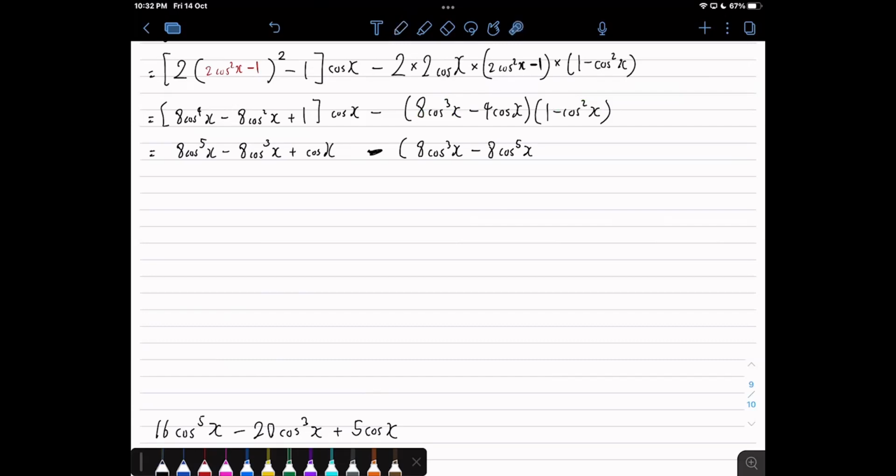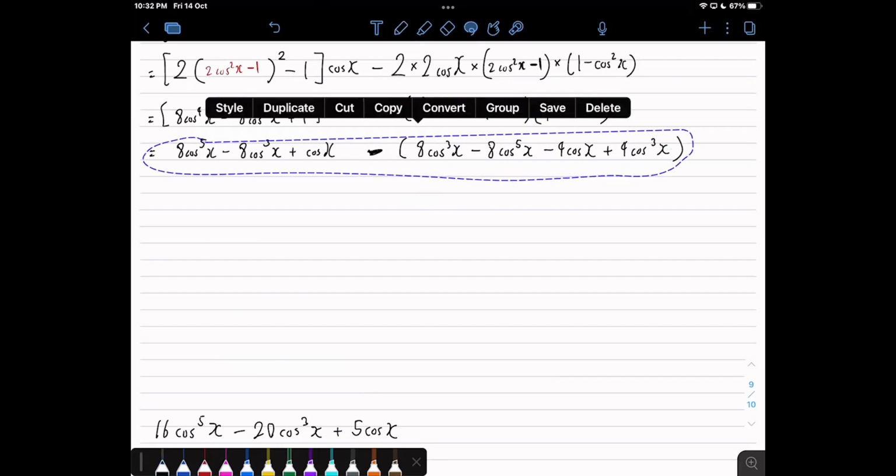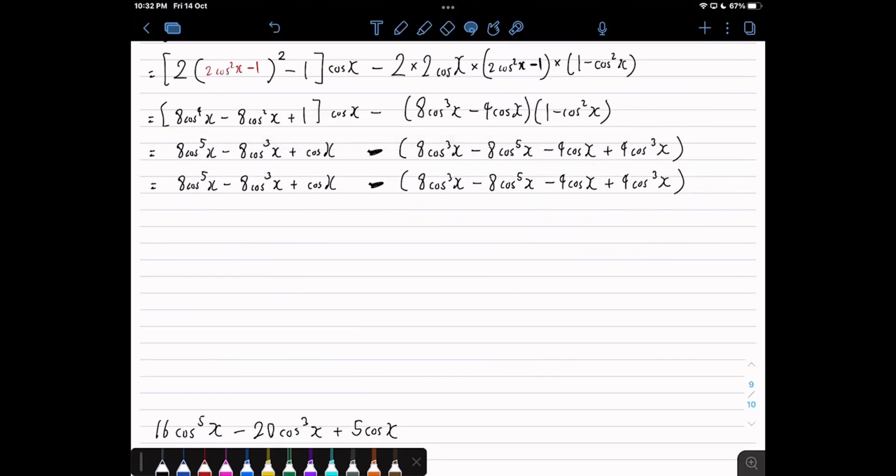3 plus 2 is 5. Minus 4 cos x times 1 is minus 4 cos x. Minus 4 times minus becomes plus 4 cos cube x. Don't forget there's a minus inside, so we need to multiply it in. I'm just going to copy and paste everything and duplicate it. Then I bring the minus in. So it becomes minus, plus, plus, minus.